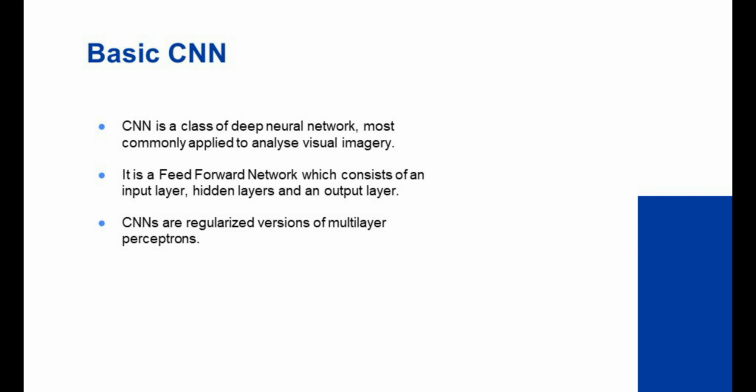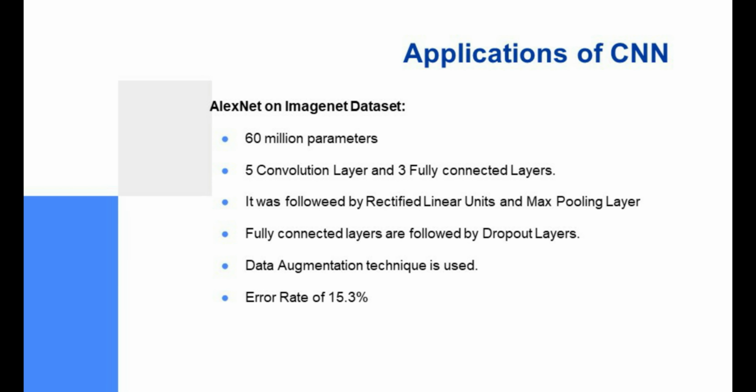CNNs are regularized versions of multi-layer perceptrons. This usually means that it is fully connected network. CNNs use relatively little pre-processing compared to other image classification algorithms. This means that this network learns to optimize the filters through automated learning. This independence from prior knowledge and less human intervention in feature extraction is a major advantage.